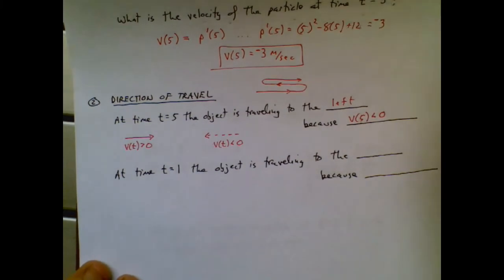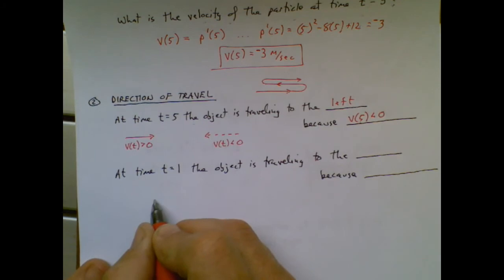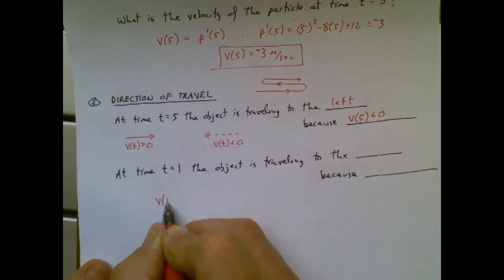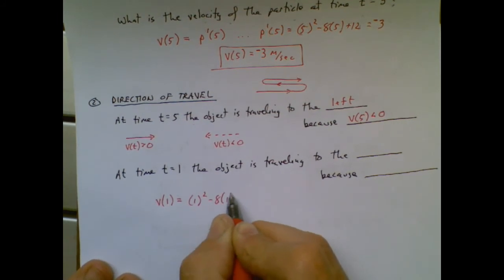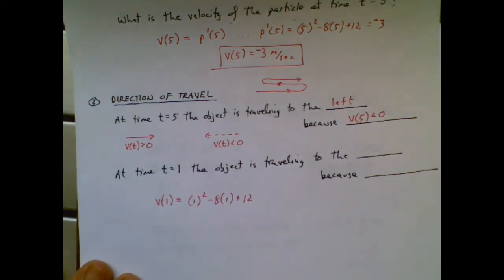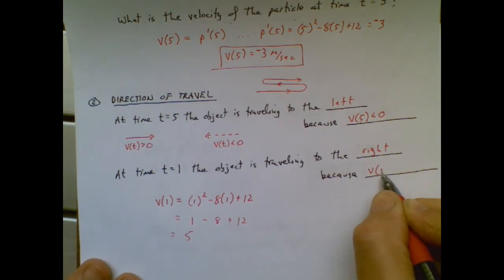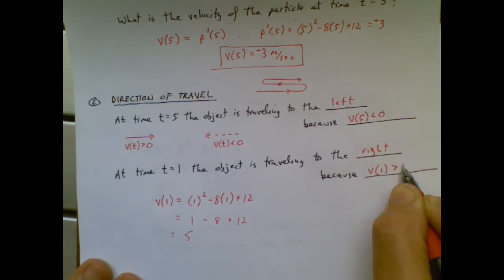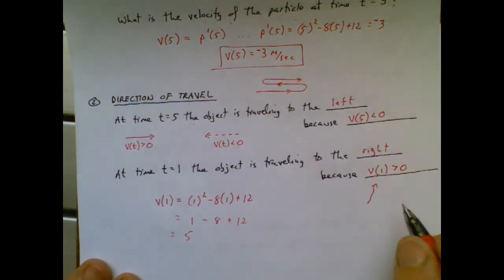Alright, so now let's take a look at this one. At t equals 1, is the object traveling to the left or the right? What I would need to do is plug a 1 into v, and hopefully not screw this one up. So I get a positive 5, so the object must be traveling to the right because v of 1 is greater than 0.